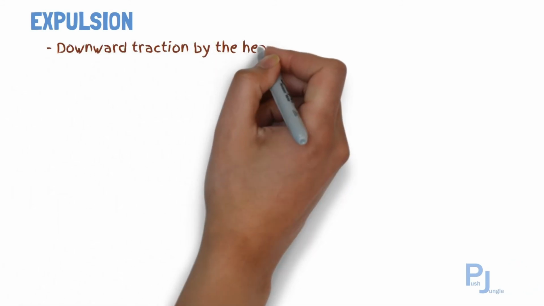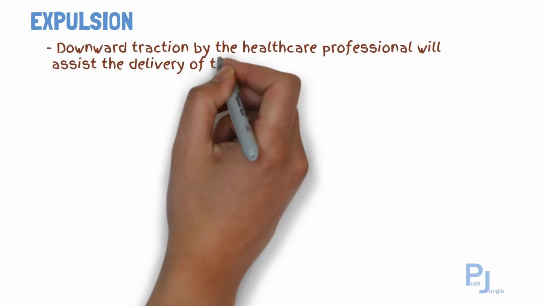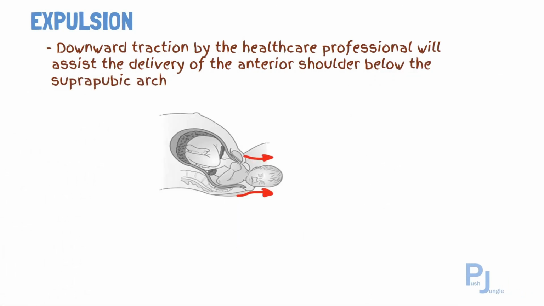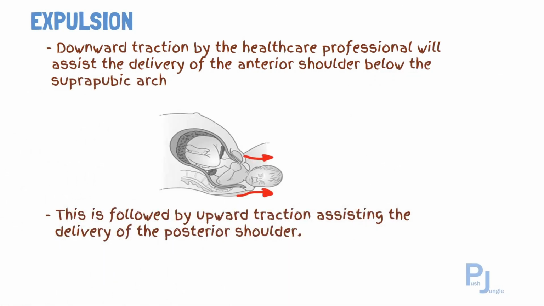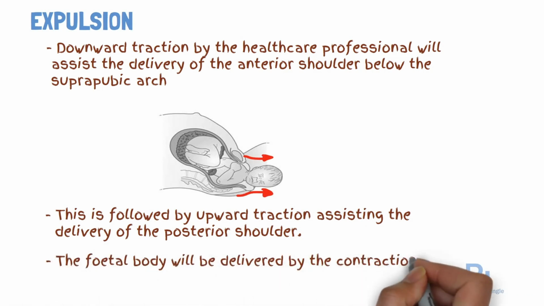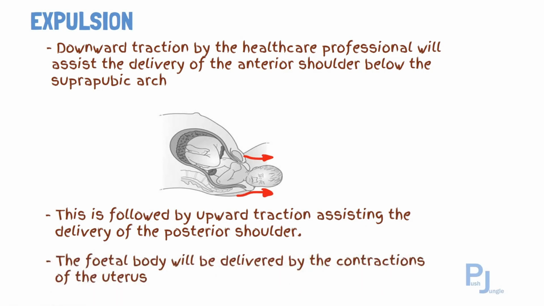Expulsion. After the fetal shoulders line up in the anteroposterior diameter of the pelvic outlet, the anterior shoulder is delivered first by the downward traction that is exerted by the healthcare provider. Then the upward traction provided will also aid in the delivery of the posterior shoulder. This delivery of the shoulder is then followed by the expulsion of the body. The rest of the body comes out easily after the shoulder and head have been delivered.